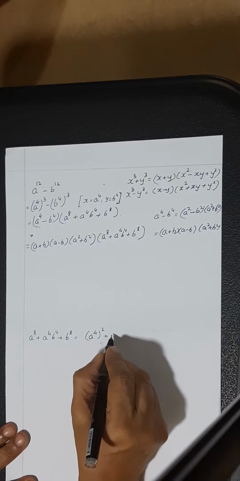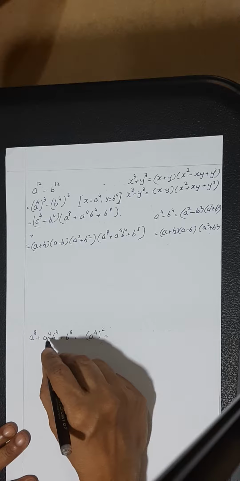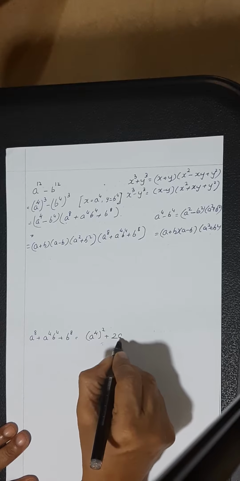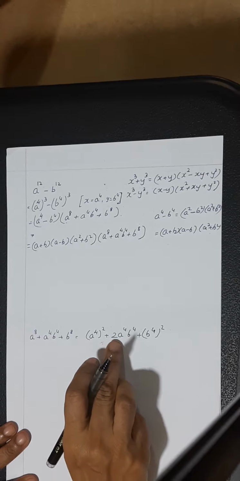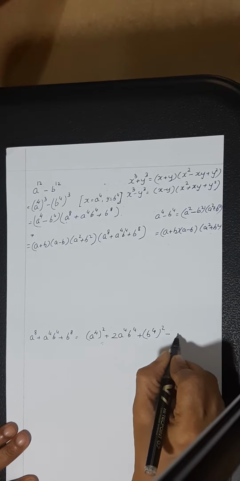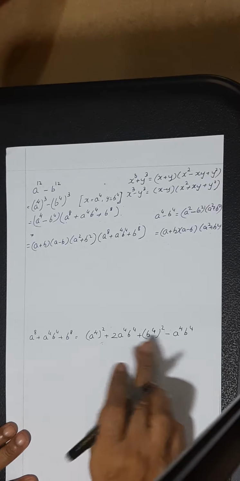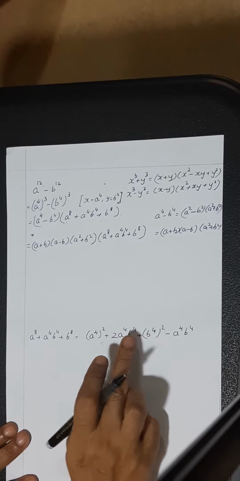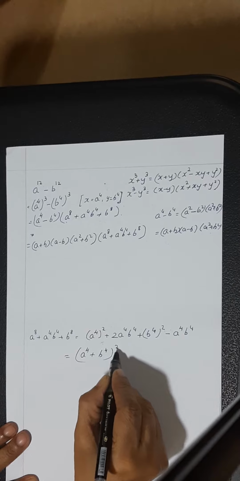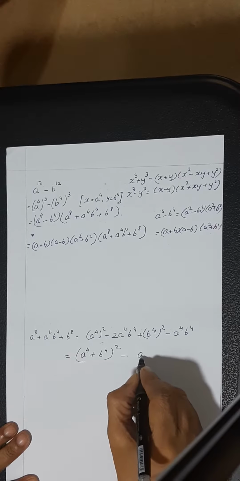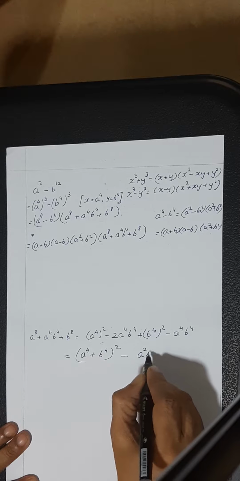So what we will do is we will add one a to the power of 4 b to the power of 4. So this will become 2 a to the power of 4 b to the power of 4 plus b to the power of 4 the whole squared. Now you cannot simply add, you have to subtract. So 2 minus 1 is 1: 2 a to the power of 4 b to the power of 4 minus a to the power of 4 b to the power of 4 will be equal to this. So this can be written as a to the power of 4 plus b to the power of 4 the whole squared minus a squared b squared the whole squared.